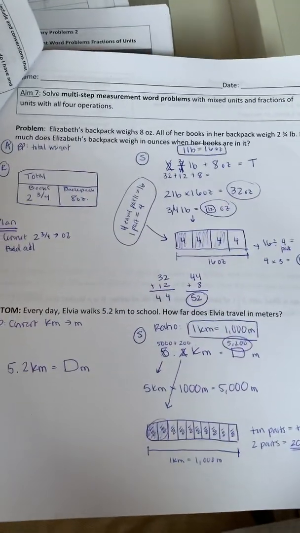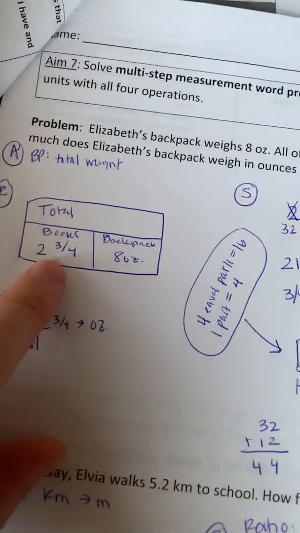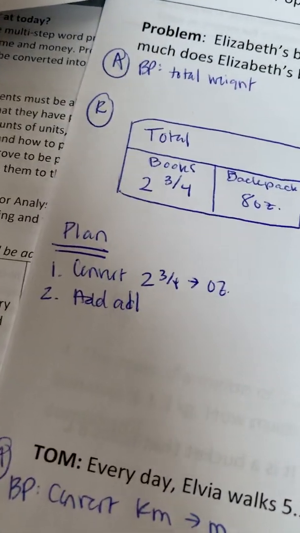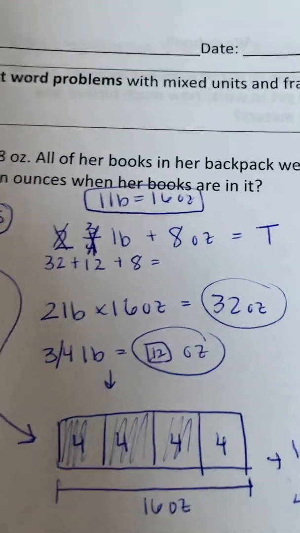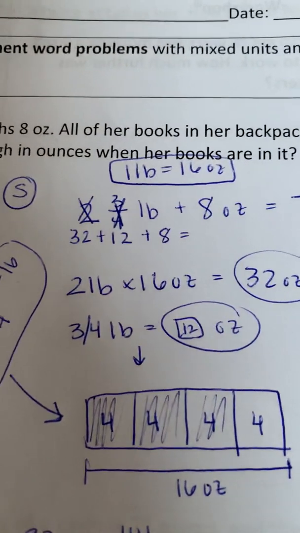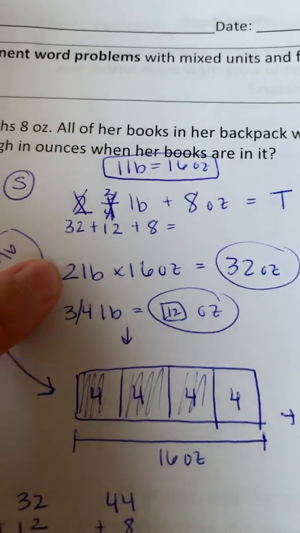So I actually really love these. Once kids get really comfortable with them, they're super fun. But what the problem is asking them to do is add 2 3/4 plus 8 ounces to find the total. And what a kid needs to know is that they first need to convert 2 3/4 to ounces and then add all. So the 2 3/4 conversion, that 2 pounds to ounces is not so hard. It's just 2 pounds times 16 ounces to get that total of 32.